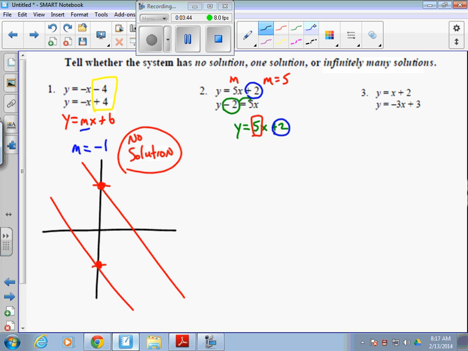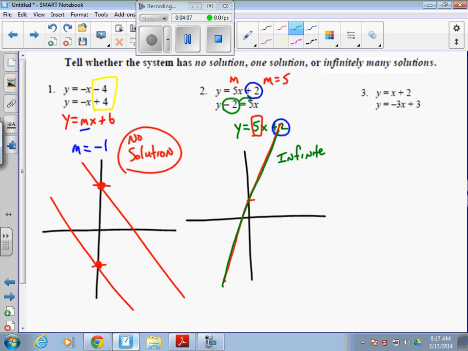So when you look at these equations, they'll look something like this. The first equation will go through at 2, and it'll go up 5 and over 1. It'll look way straighter than that. It'll look something like that. The second equation, when you do it, will look something like that. It'll be the exact same equation, which means it shares an infinite amount of points. So infinitely many solutions.